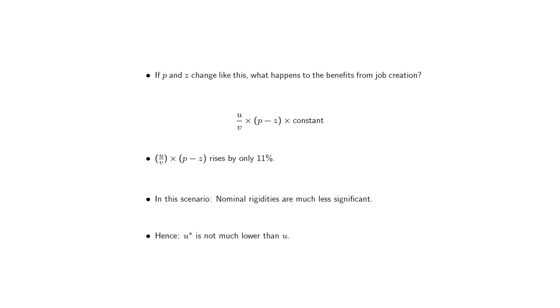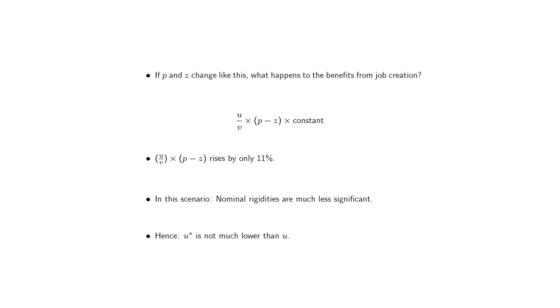So if P and Z were to change like this, a 10% fall in P, a 0.05 increase in Z, what happens to the benefits from job creation? Well, I told you U over V going up by 2.5 times. If P and Z change the way I described, P minus Z goes from 0.27 down to 0.12. And this increases by only 11%.